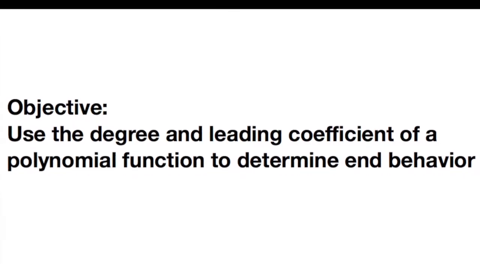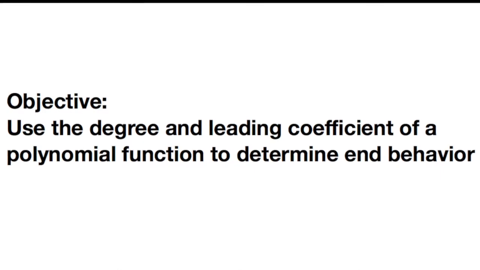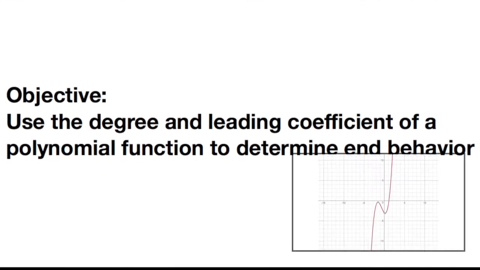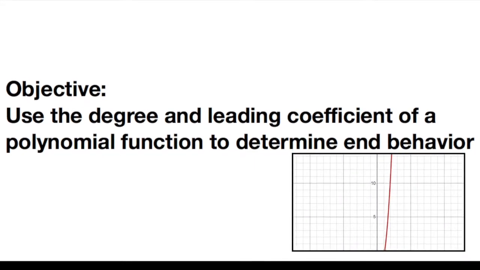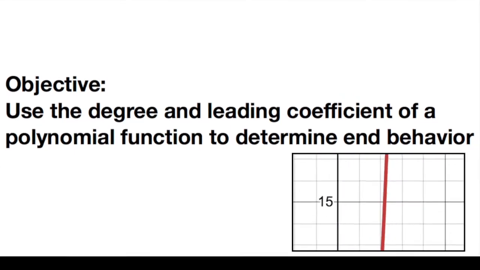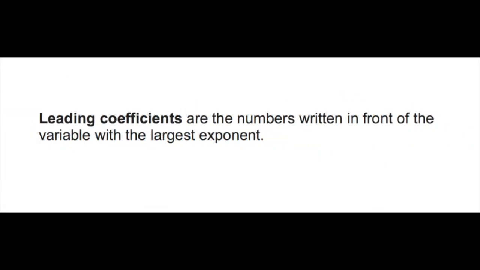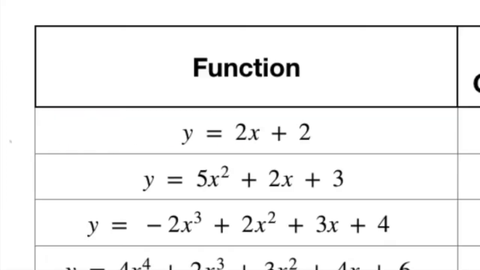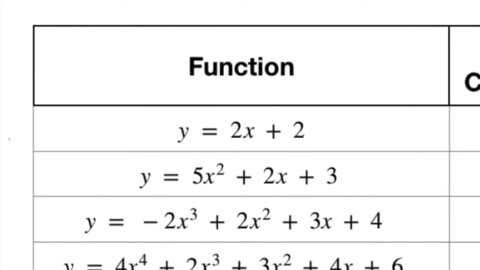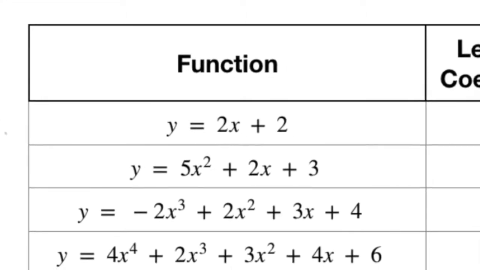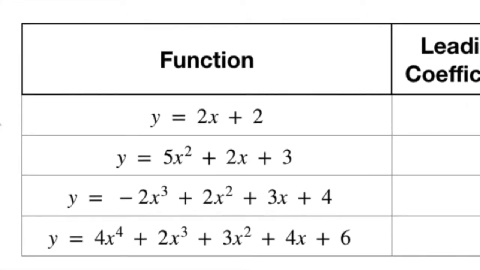Alright, so the objective of this lesson is to use the degree and leading coefficient of a polynomial function to determine end behavior. The leading coefficient of the function is the number written in front of the variable with the largest exponent. So in this first one, the function is y equals 2x plus 2.